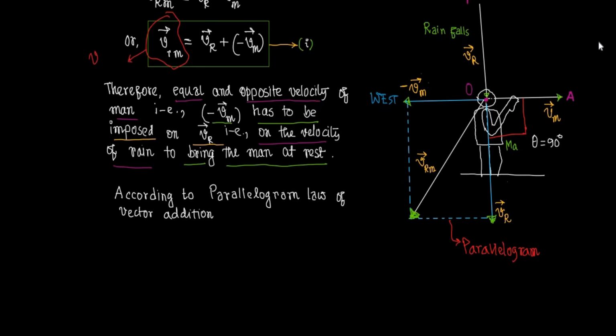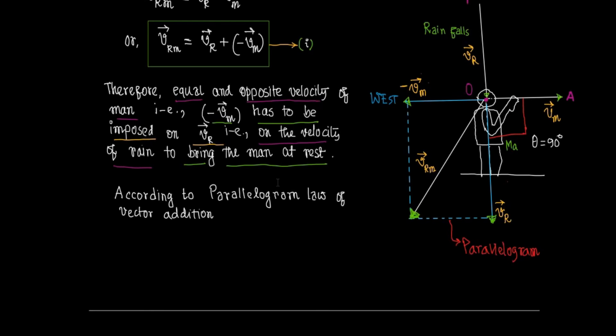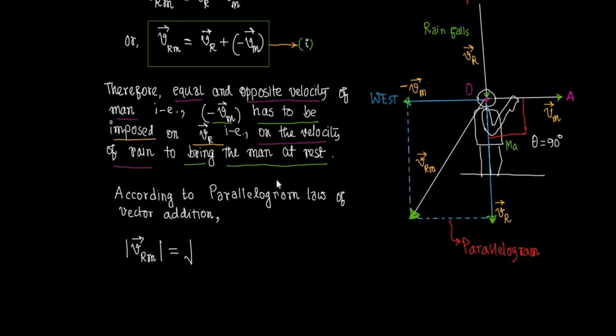Now we can make a correction: vector V small rm should be written as vector V capital R small m. That means the relative velocity of rain with respect to the man should be denoted by vector V capital R small m.